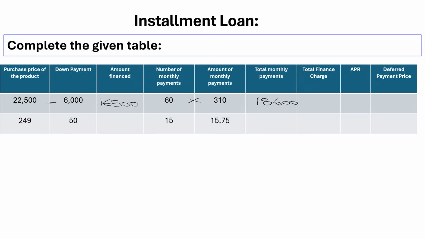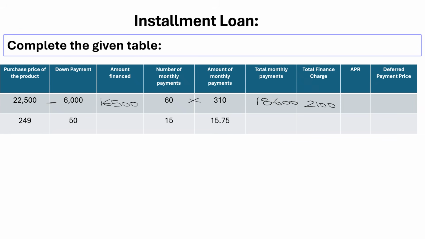Now we will calculate the total finance charges. How do we calculate? Total monthly payments, that is 18,600, minus amount finance, which is 16,500. So 18,600 minus 16,500 will be my total finance charges. It will come to 2,100.